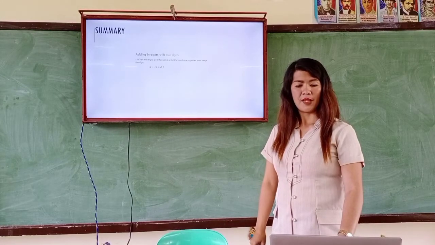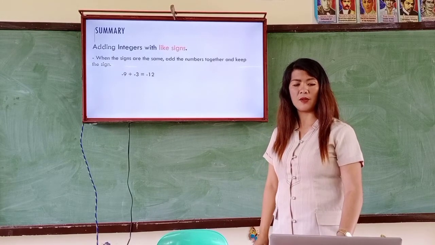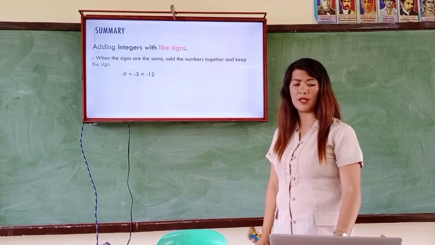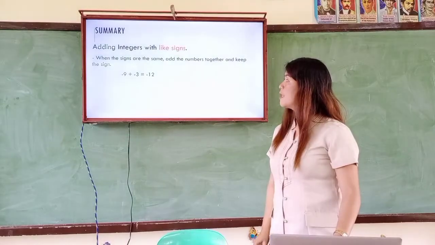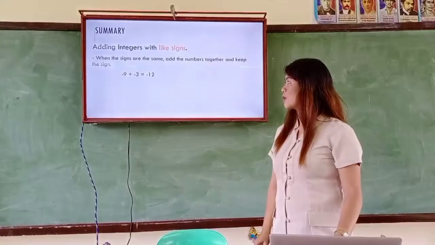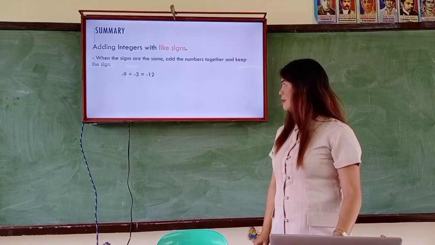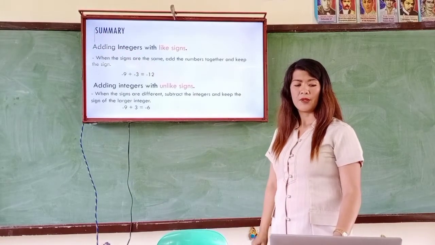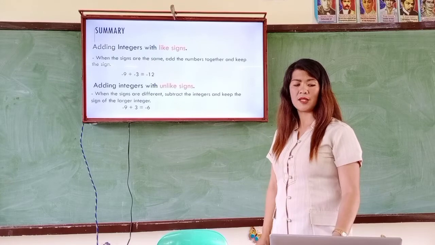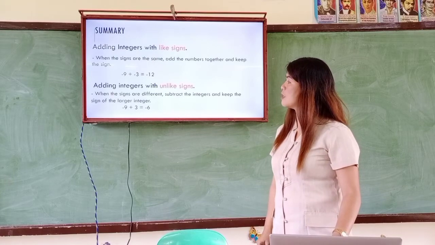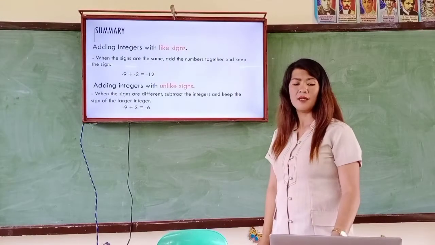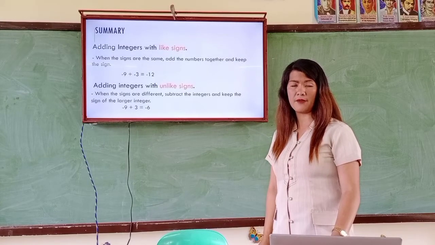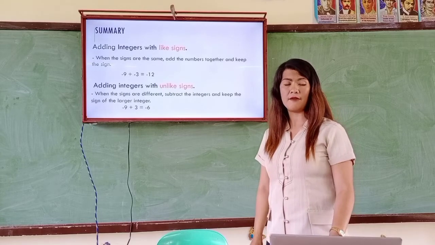Okay? Let us summarize. Adding integers with like signs: when the signs are the same, add the numbers together and keep the sign. So negative 9 plus negative 3. Same sign, add and keep the common sign, which is negative. Adding integers with unlike signs: when the signs are different, subtract the integers and then keep the sign of the larger integer. So negative 9 plus positive 3 equals negative 6.